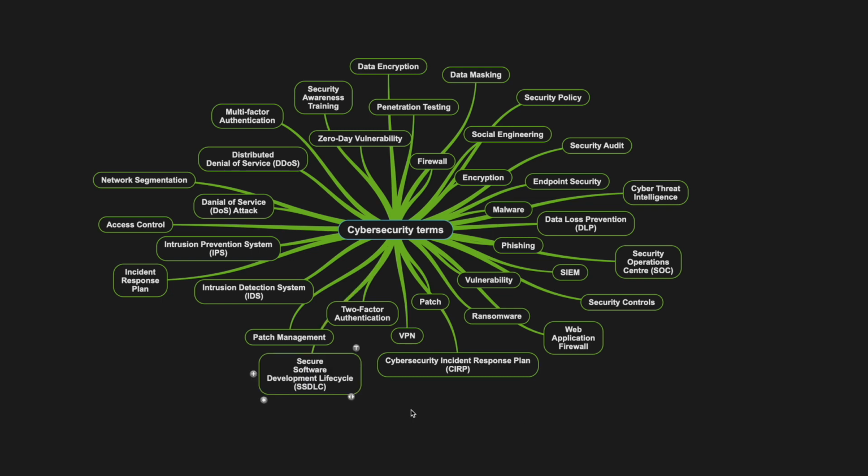Now, let's talk about Secure Software Development Lifecycle, SSDLC. It is a set of practices and methodologies for integrating security into the software development process from design to deployment. It aims to identify and mitigate security vulnerabilities early in the development lifecycle.